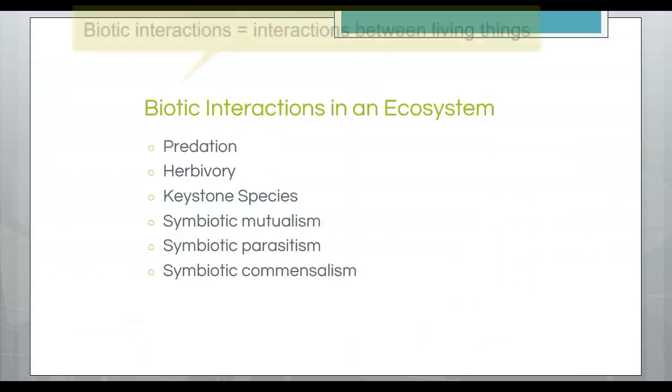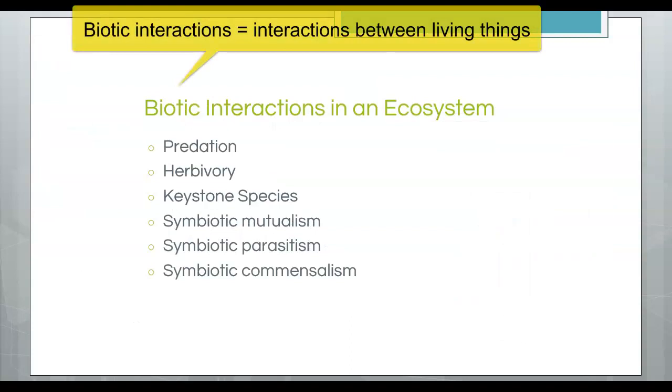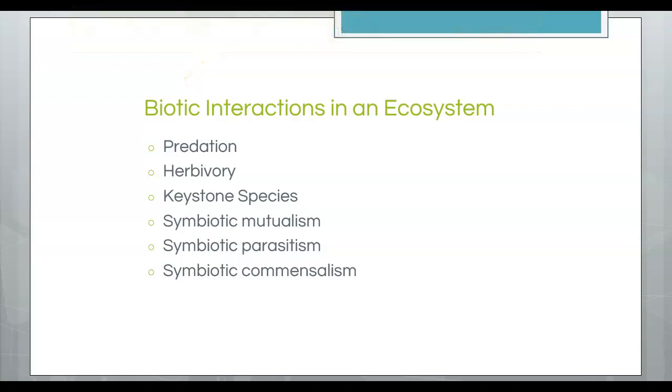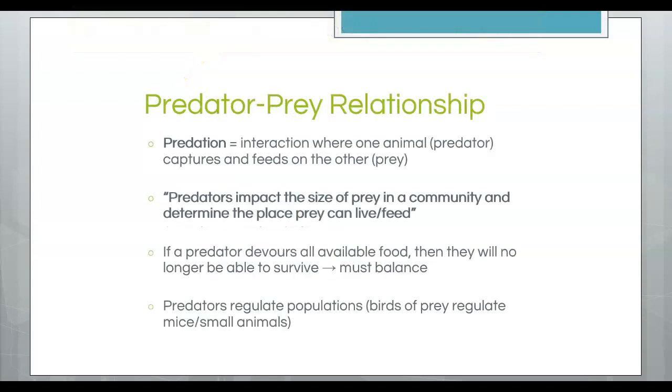Some biotic interactions we'll look at: predation, herbivory, keystone species, and then symbiosis, looking at mutualism, parasitism, and commensalism. With the predator-prey relationship, for predation, we're looking at the interaction where one animal is the predator and it feeds on the prey. Predators will impact the size of prey in the community and determine the place where prey can live and feed. If a predator devours all the available food, then it won't be able to survive anymore, so it has to balance out.